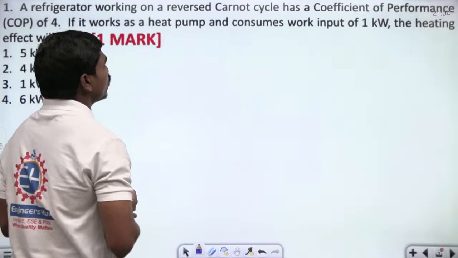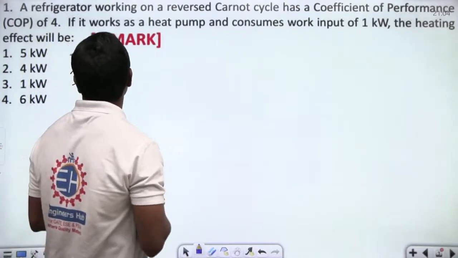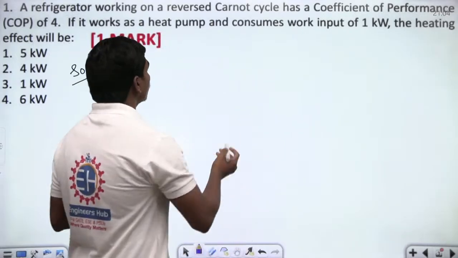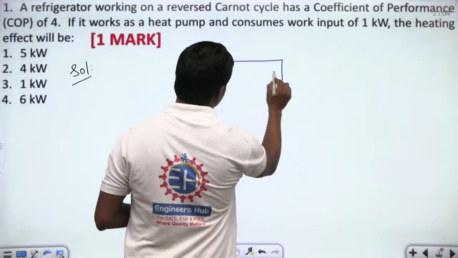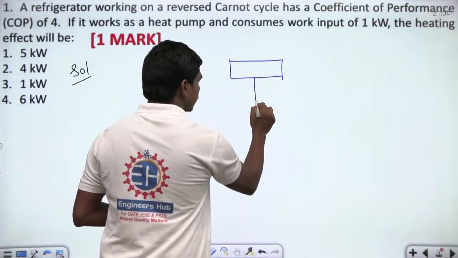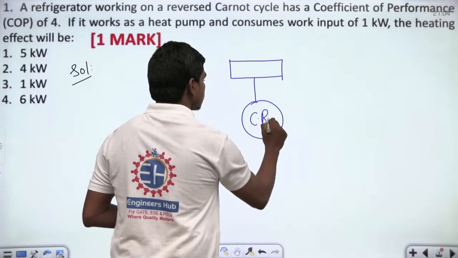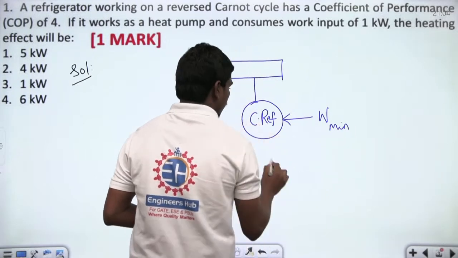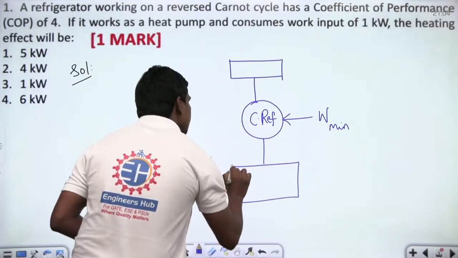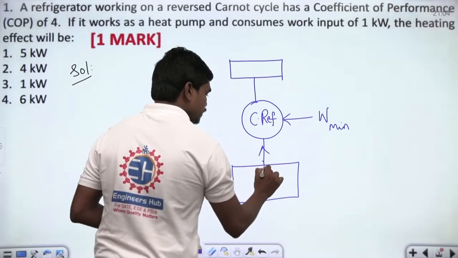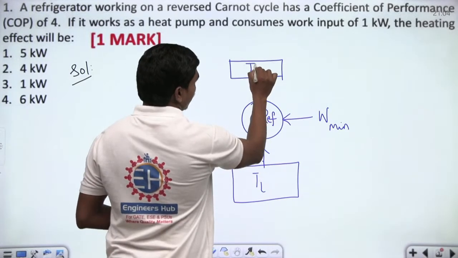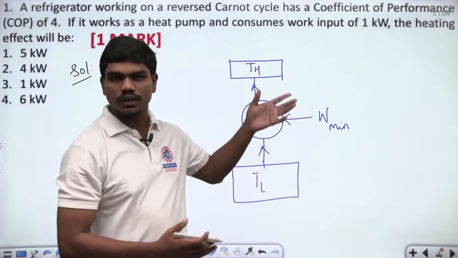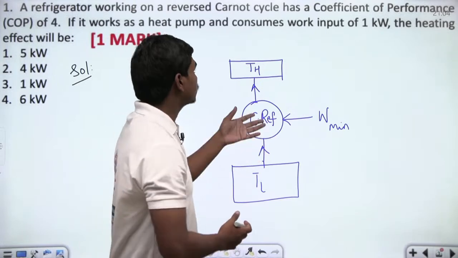A refrigerator working on a reversed Carnot cycle has a coefficient of performance, COP, of 4. So, it's clearly given the refrigerator is working on a reversed Carnot cycle. If you try to draw the components of the refrigeration cycle, this is a Carnot refrigerator, which takes some work, the minimum work, and takes heat from the low temperature reservoir at temperature TL, and delivers heat to a high temperature reservoir, which is at TH.